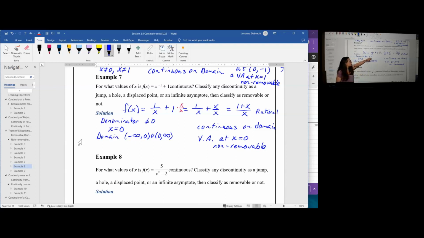Again, the denominator cannot be 0, so x cannot be 0. In this case, because I have 2 terms in the numerator, I am not allowed to cancel. And that means that the x remains in the denominator of the reduced fraction. In other words, it doesn't reduce. That means that I have a vertical asymptote at x equals 0, which is non-removable. Now I want you to go ahead and evaluate the continuity of the function in example 8. Classify any discontinuity you have, and then turn the video back on and we'll compare our answers.